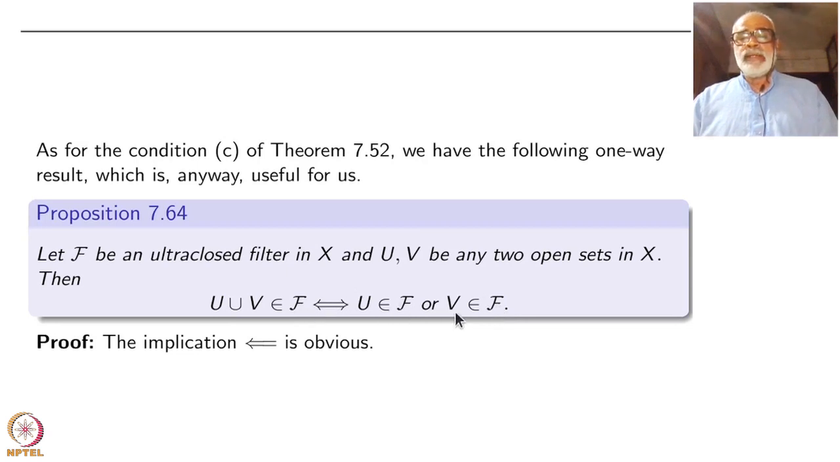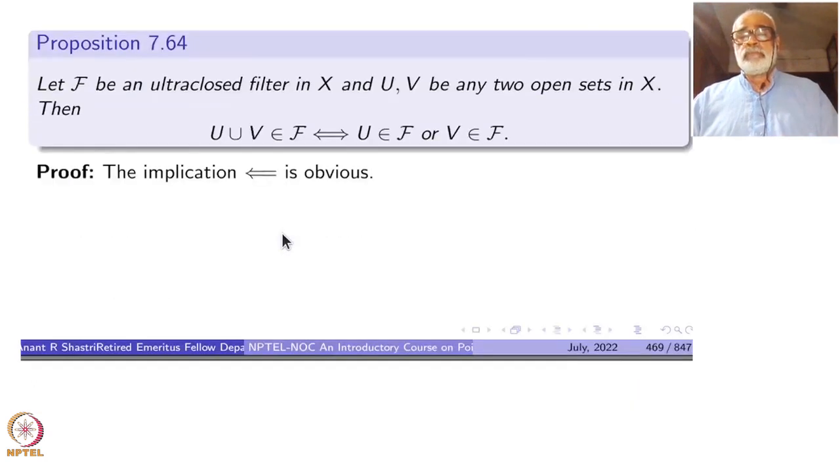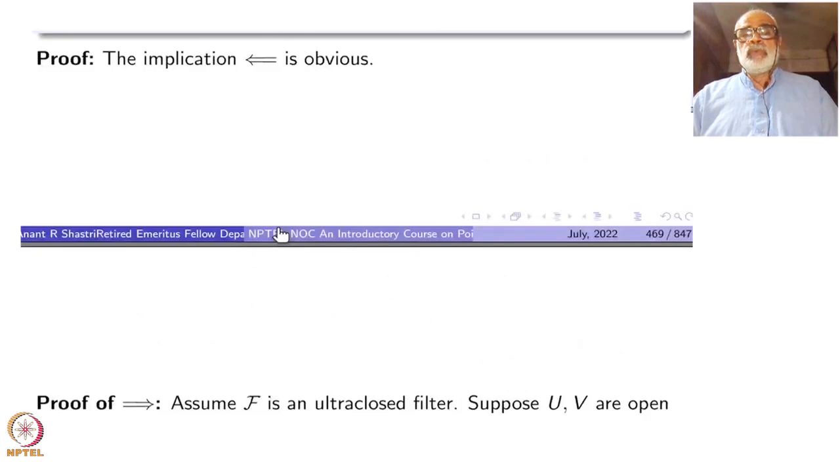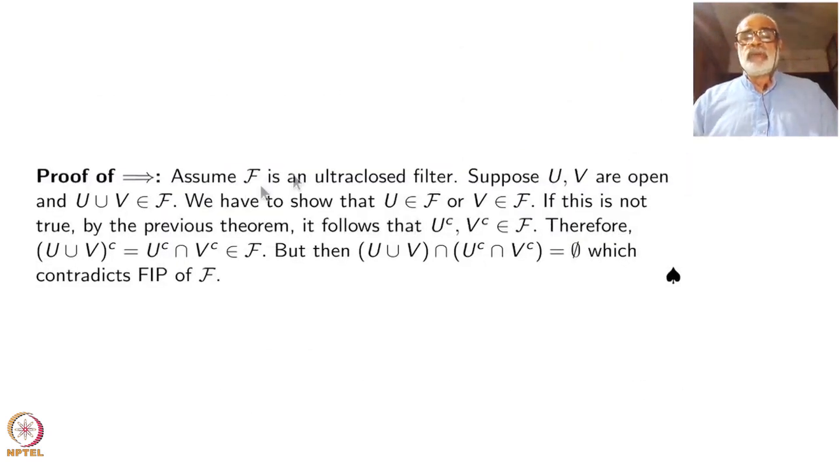Actually, one way is obvious because F is a filter. If U is there or V is there, U union V, being a superset, is there. So what we have to show is that if this larger set is there, then one of the smaller sets is there, under the hypothesis that F is an ultra closed filter. So one way is obvious; next, for this implication you have to assume F is an ultra closed filter.